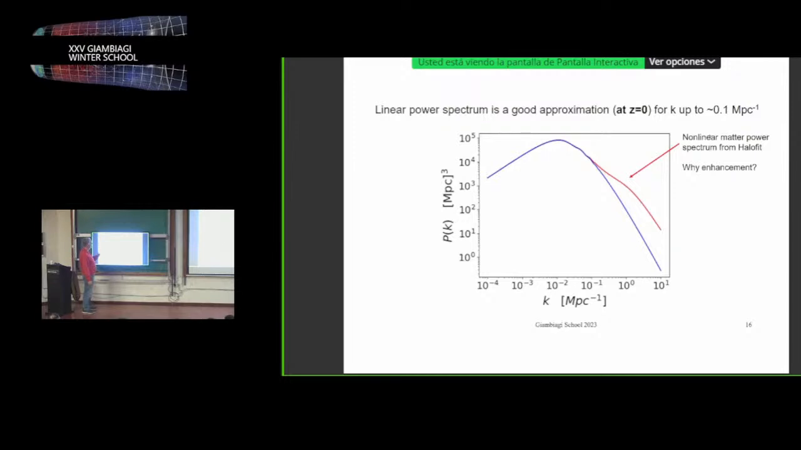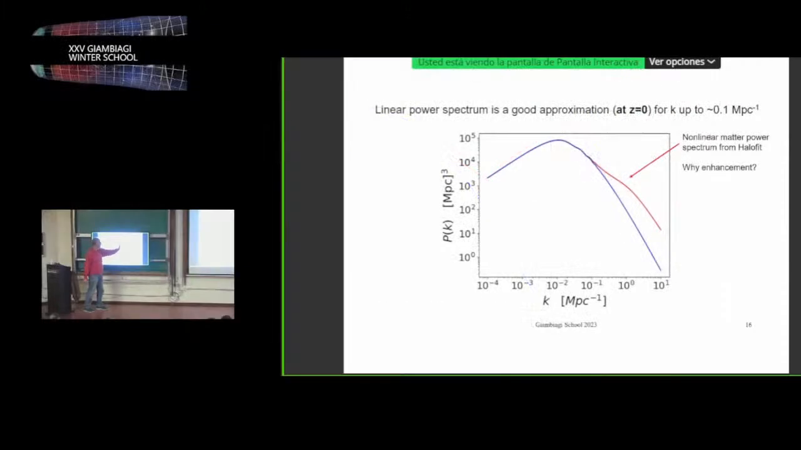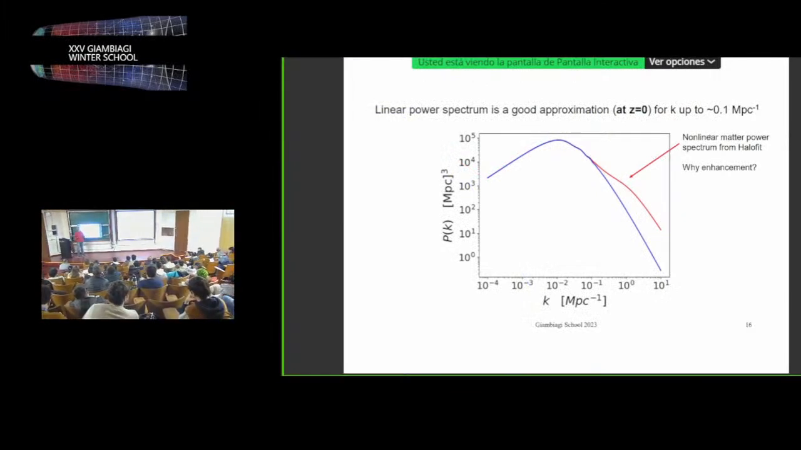And this is again using the cosmological core library. It's easy to plot the power spectrum. The blue line is the linear power spectrum, and the red line is the nonlinear matter power spectrum using halo fit. So you see that, as Mustafa was saying, at large scales perturbation theory works well, the linear power spectrum works well, but then it starts to deviate from the linear power spectrum.